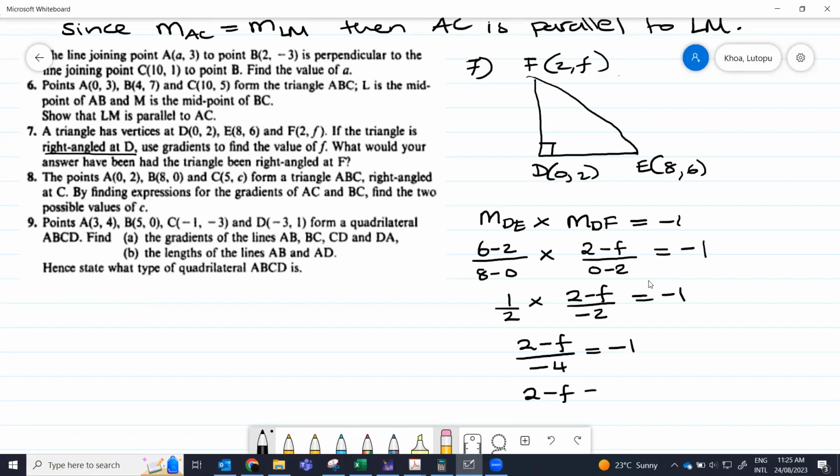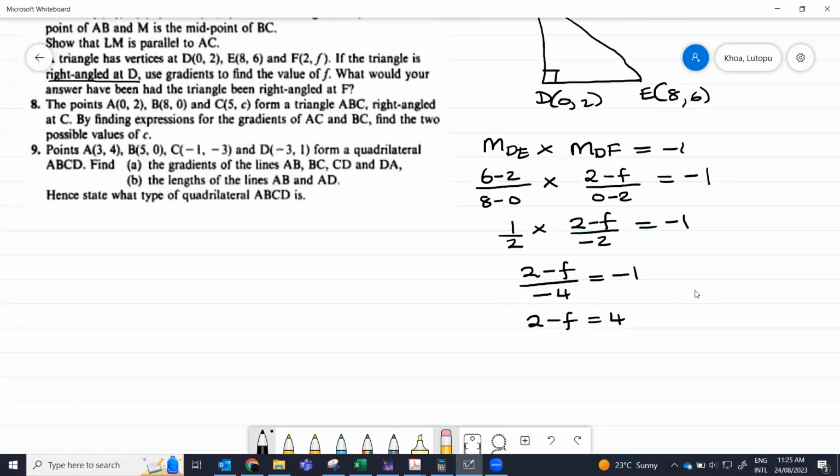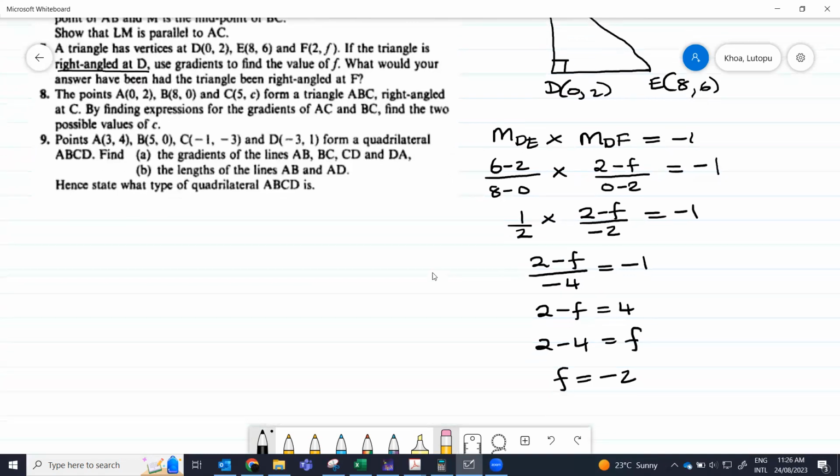So this gives us (2 minus f) over -4 is equal to -1. 2 minus f is equal to 4. And then the minus f can go to this side, become positive f, and the 4 can go to this side with the 2, so 2 minus 4. This means that f is -2. Okay, so that one is pretty simple and straightforward.